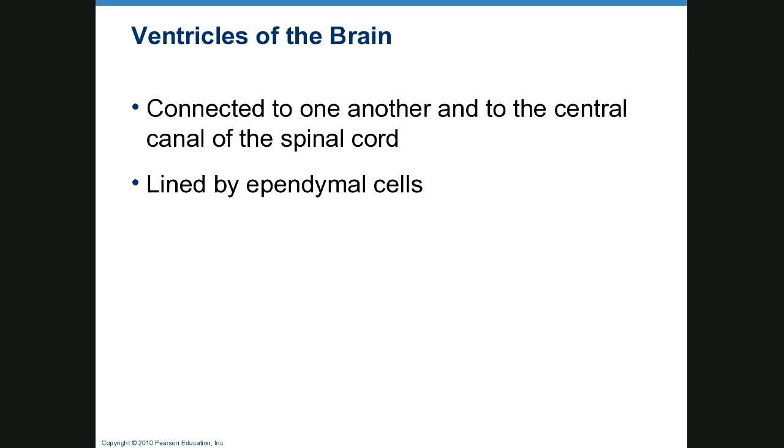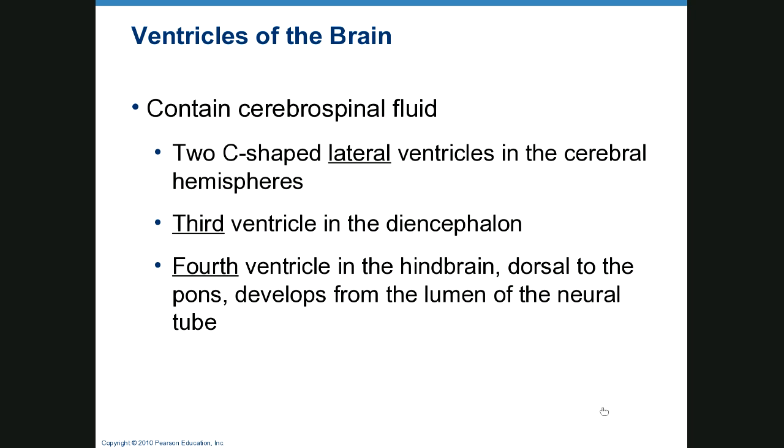The ventricles of the brain are connected to each other and to the central canal of the spinal cord, and they're lined with ependymal cells. And they contain cerebrospinal fluid. We have two C-shaped lateral ventricles, a third ventricle in the diencephalon, and a fourth ventricle in the hindbrain.